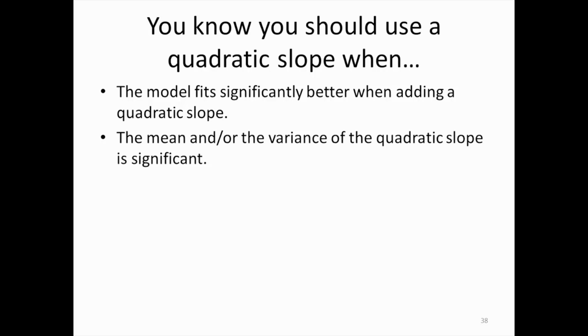When do you know if you should add a quadratic slope? Well, if your model fit significantly improves, that's a good sign. Sometimes, actually, if you don't have enough degrees of freedom, or if it is a very poor model fit, the model will simply not run when you add a quadratic slope. That's a good sign that a quadratic slope is not best for your model. But again, you want to plot your data and see what's going on to confirm that. And the mean or the variance of the quadratic slope may be significant, indicating that this is something you should look into further.